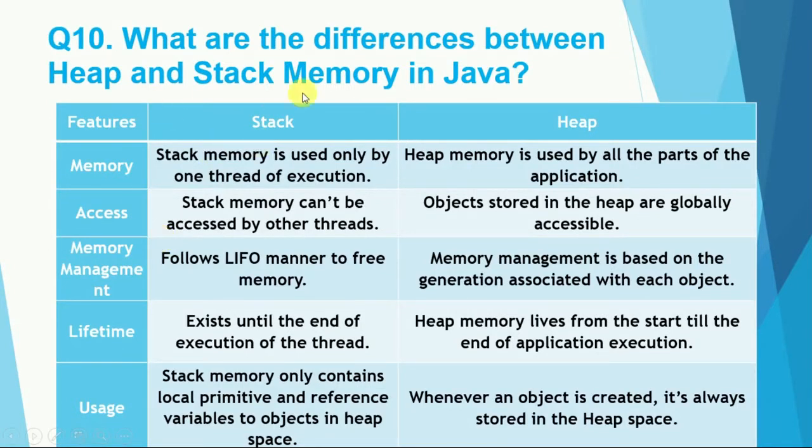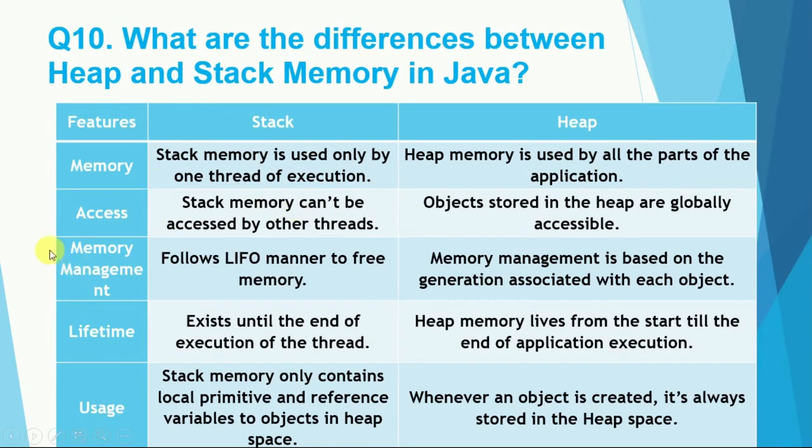So next is, what are the differences between heap and stack memory in Java? There are different memory portions in Java: heap and stack. So what is the difference between stack and heap? With respect to different features, first, if we talk about stack with respect to memory, stack memory is used only by one thread of execution at a time, and heap memory is dynamic, so it is used by all the parts of the application.